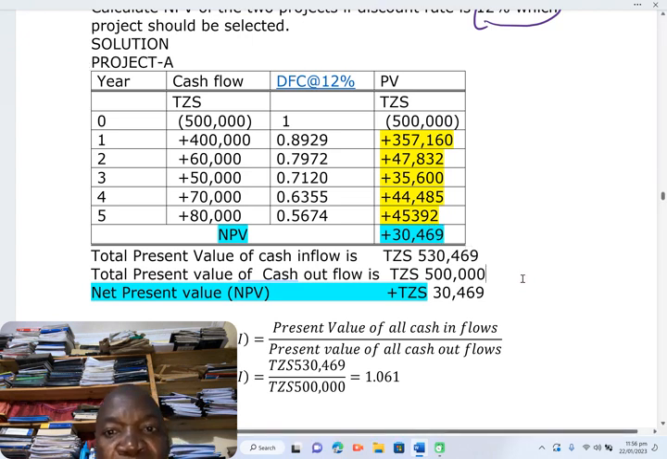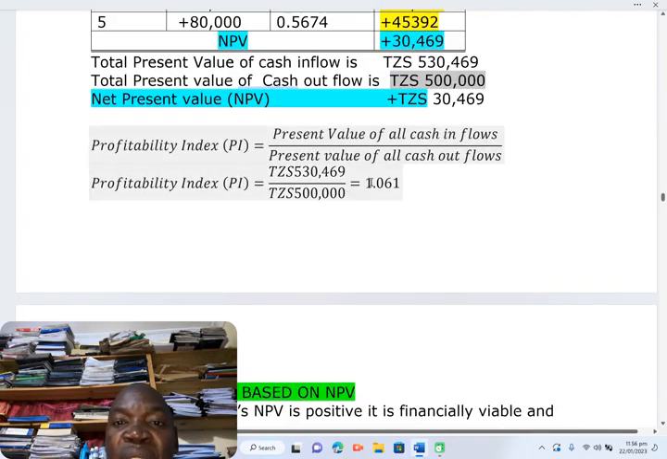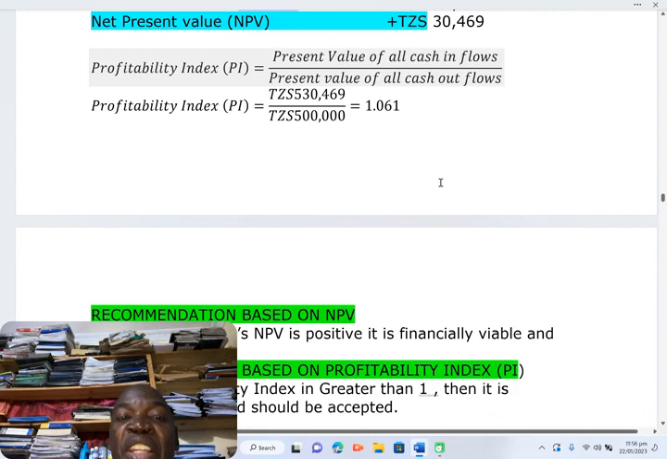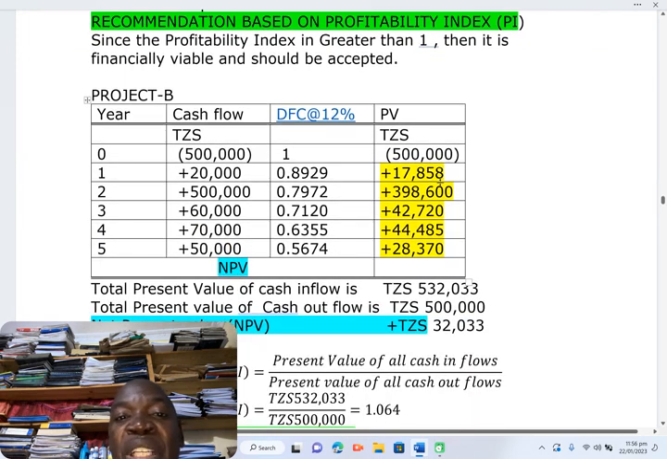So that is positive. Therefore, based on this one, you accept it. Even using profitability index, you divide discounted cash inflow, this one here, divided by this one here. So you get 1.061. Therefore, we recommend that this project A should be accepted in all cases in our method. Now let's see the project B.